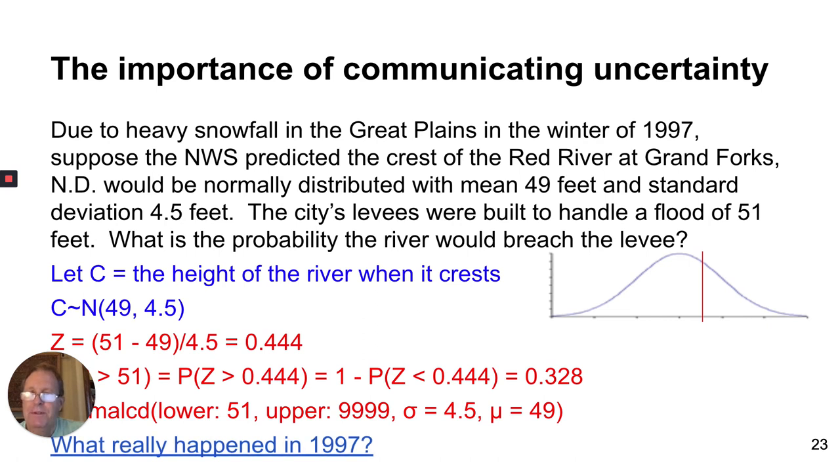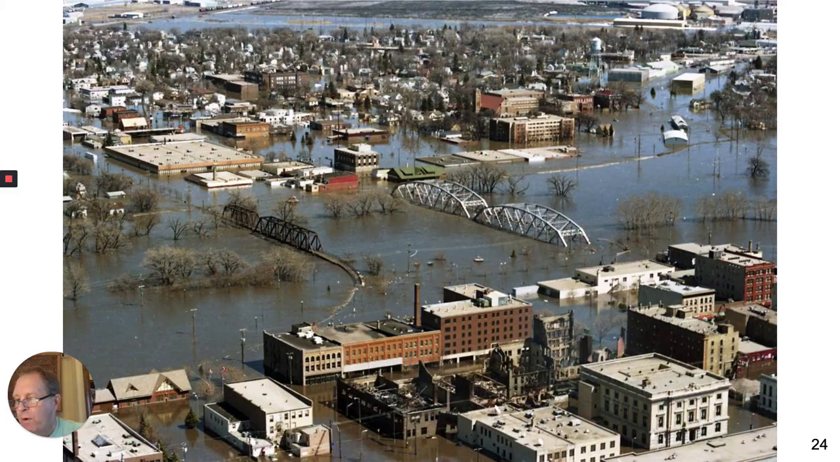What really happened? Do you want to know what really happened in the spring of 1997? Well, in April 1997, the Red River crested at 54 feet and 11/100ths of an inch. The water flowed over the levees. It went about 2 miles into the city. There was no loss of life, thankfully, but 50,000 residents had to evacuate, and the cleanup ran into the billions of dollars.